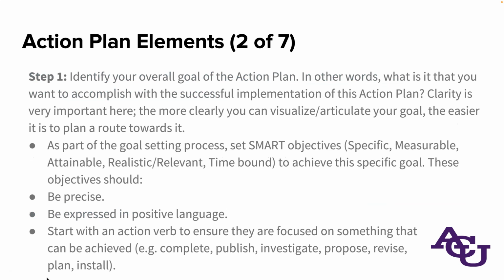So here we have, okay, step 1, identify your overall goal. And there's a specific note here to have SMART objectives. So again, specific, measurable, attainable, realistic, relevant, and time-bound. To be precise, using positive language. Okay, so don't go off on rants about how, you know, this group has not been performing or doing their job. Let's state what's going on, and then let's see how to move forward with that productively. Start with an action verb to ensure that things are focused on that. So they give you some examples here: complete, publish, investigate, propose, revise, plan, install. And that helps us see, okay, what needs to be done.